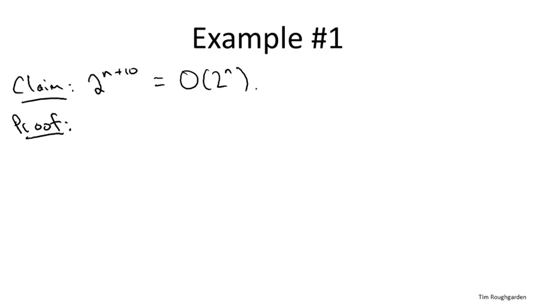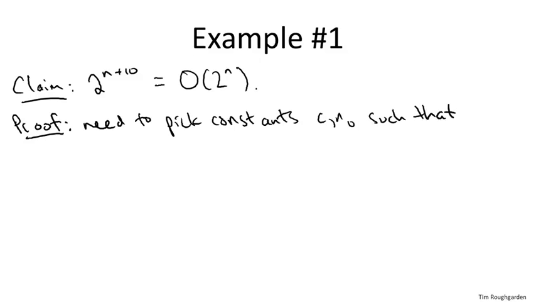Well, let's go back to the definition of what it means for one function to be big O of another. What we have to prove is we need to show that there exist 2 constants such that for all sufficiently large n, meaning n bigger than n naught, our left-hand side, so the function 2 to the n plus 10, is bounded above by the constant multiple c times the function on the right-hand side, 2 to the n. Right? So for all sufficiently large n, the function is bounded above by a constant multiple of 2 to the n.